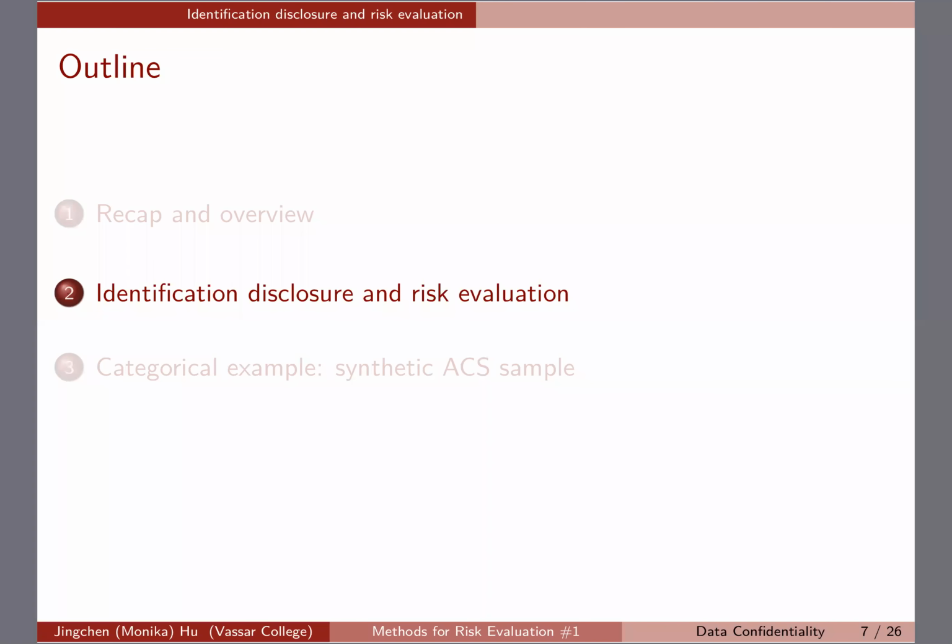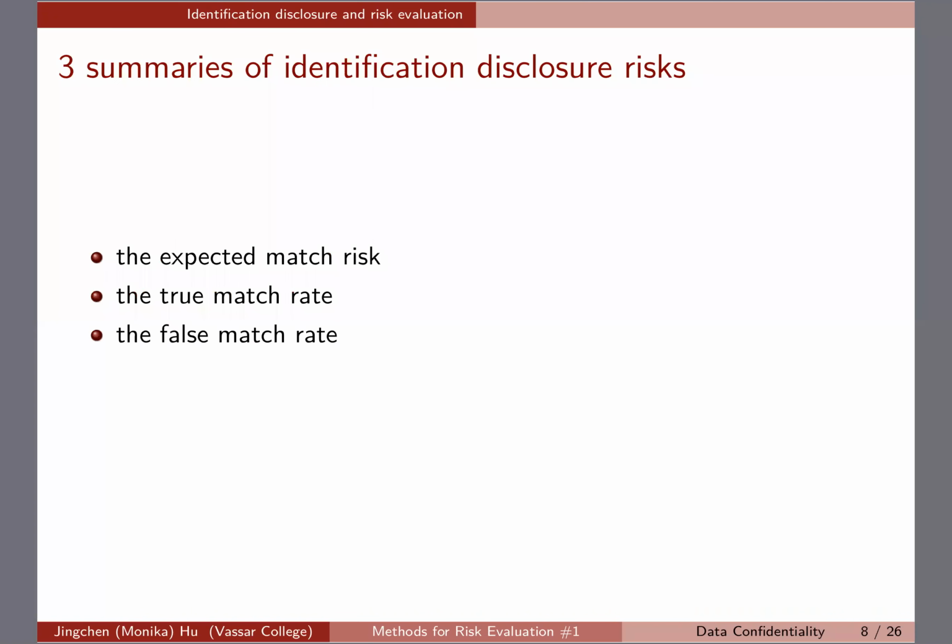How to do identification disclosure and how to evaluate the risk. So you read the paper, or the part of the paper that I asked you to do. So you know that there are 3 general summaries: the expected match risk, the true match rate, and the false match rate.